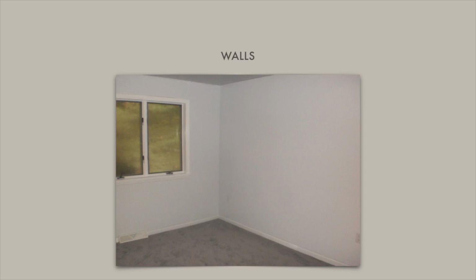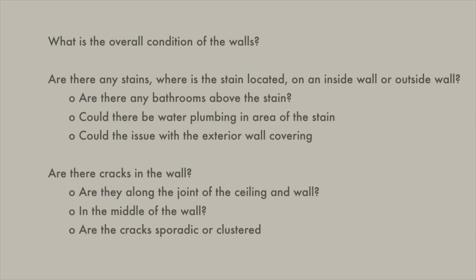Like ceilings, walls are finished with many different materials, although typically the material is sheetrock. As a home inspector, there are a few visual key indications of potential defects. What is the overall condition of the walls? Are there any stains? Where is the stain located? On an inside wall or outside wall? Are there any bathrooms above the stain? Could there be water plumbing in the area of the stain? Could the issue be with the exterior wall covering?